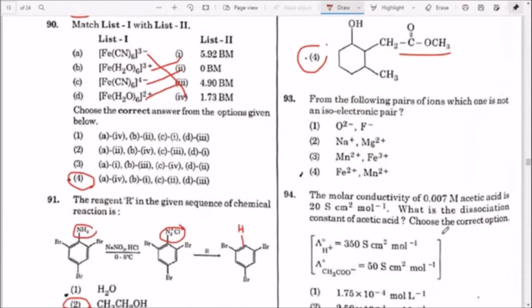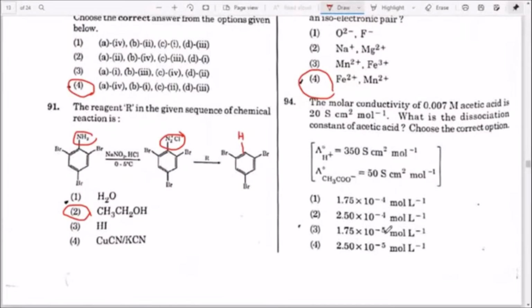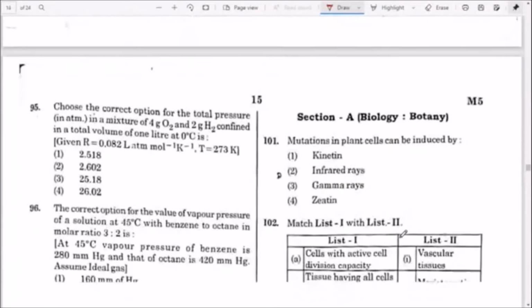From the following pairs of ions, which one is not an isoelectronic pair? Iron 2 plus and manganese 2 plus. Question number 94. The molar conductivity of 0.007 mole acetic acid is 20 centimeter square per mole. What is the dissociation constant of acetic acid? Choose the correct option. Option number 3, 1.75 into 10 to the power of minus 5 mole per liter is the correct option, students.